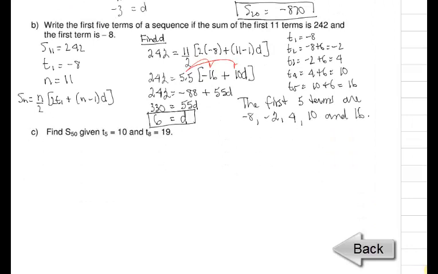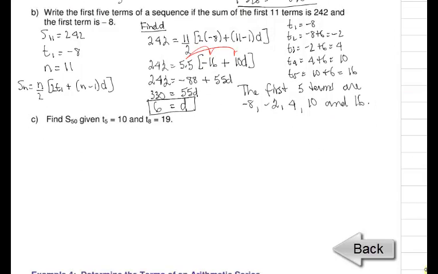Okay, so now we take a look at C. We want to find S50. We are given that T5 is 10 and T8 is 19. Okay, so what do we know? All right, well, because we want to find S50, we know that n equals 50. We know that T5 equals 10, and we know that T8 is equal to 19.